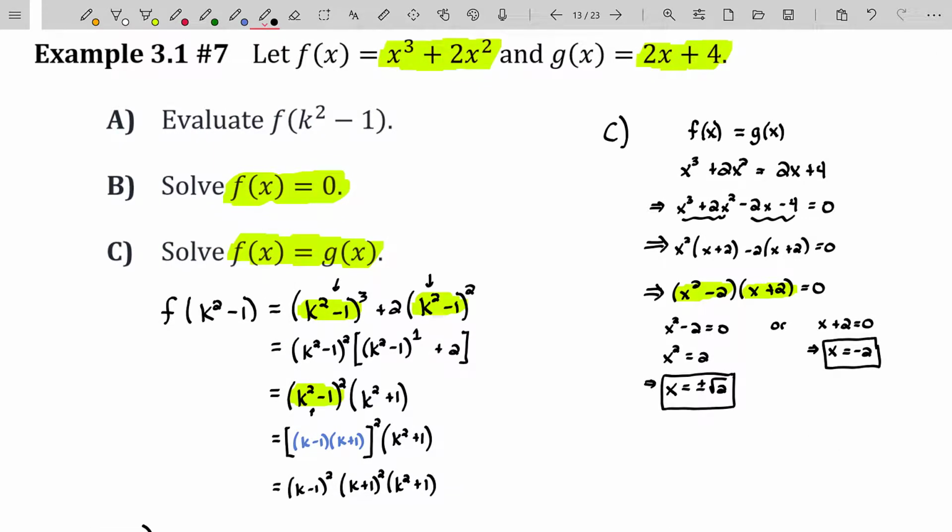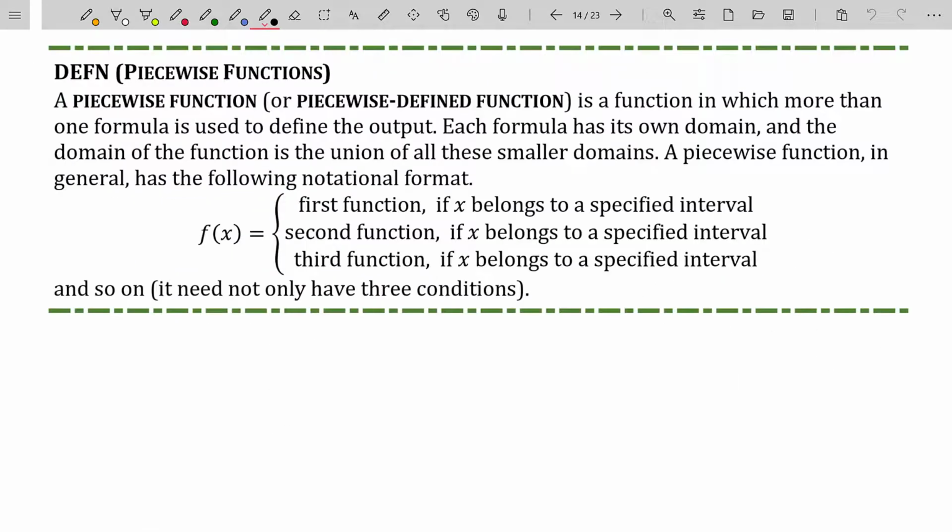So f of x is equal to 0, f of x is equal to 2, f of x is equal to g of x, stuff like that. That occurs more and more frequently as you move up the chain in mathematics. As a reminder, you should have seen piecewise defined functions. In fact, you have, but we'll just go ahead and remind you how they work really quickly.